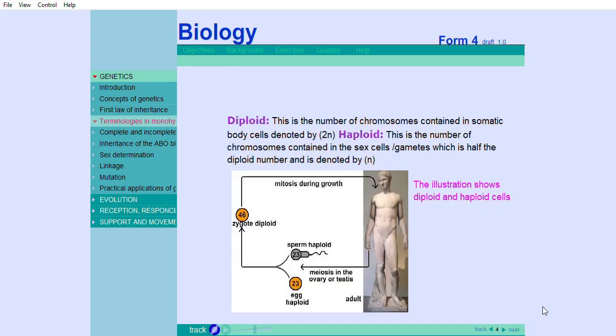Diploid. This is the number of chromosomes contained in the somatic body cells, denoted by 2n. Haploid. This is the number of chromosomes contained in the sex cells or gametes, which is half the diploid number, and is denoted by n. The illustration shows diploid and haploid cells.